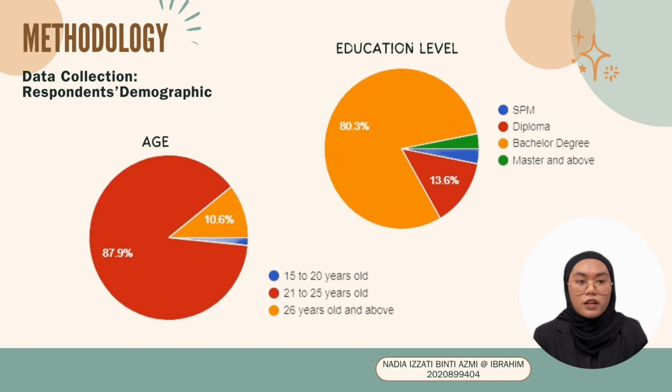Next is the education level of respondents. Based on the pie chart above, 80.3% of respondents have obtained a degree, 13.6% a diploma, and 3% each for SPM level and master's program. This proves that most youth in Malaysia manage to pursue their studies to tertiary education. However, they, especially the fresh graduates, have low practical skills that can lead to a high unemployment rate in Malaysia.